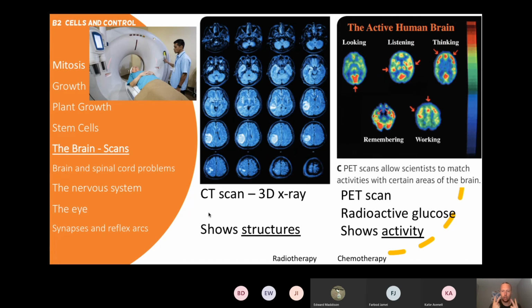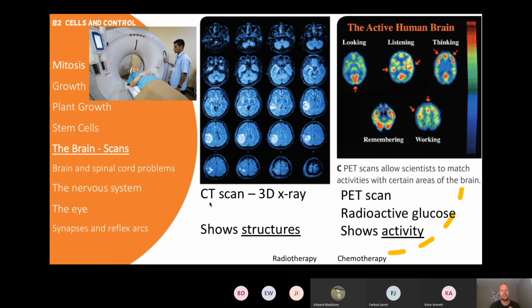Two other ways that we look at the brain. So CT scans. A CT scan is basically a 3D X-ray. So on this picture here, this is the top of the brain, and then moving downwards through the brain, you get a 3D picture. So the CT scan shows structures within the brain. So any damage to the brain, and also it'll pick up things like tumors. So this person has a large tumor in their brain, and that is shown by a CT scan.